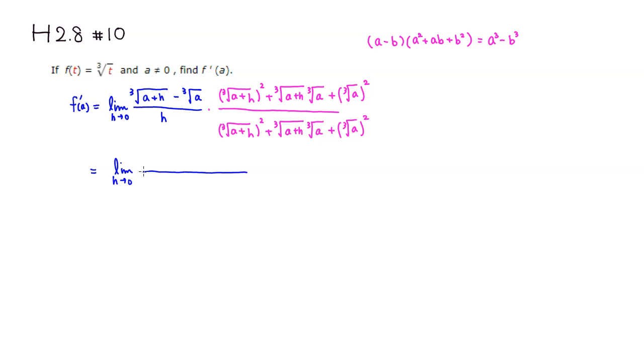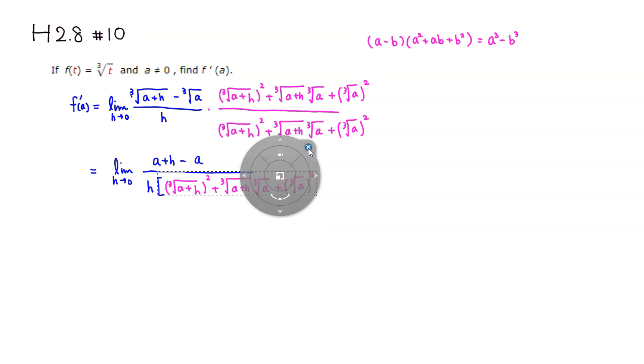It looks very yucky, but if you multiply this out, you're going to get a cubed minus b cubed. This guy cubed, the cube root is gone, so you're going to get a plus h, minus b cubed, so the cube root is gone, so it's minus a. So the numerator is really nice, and the denominator looks pretty bad, so I'm just going to copy that thing in there.